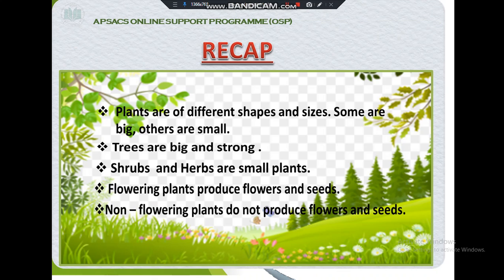So now, let's have a quick recap of what we have learned today. Plants are of different shapes and sizes. Some are big, others are small. Trees are big and strong. Shrubs and herbs are small plants. Flowering plants produce flowers and seeds. Non-flowering plants do not produce flowers and seeds. I hope the whole lesson is clear to you all.